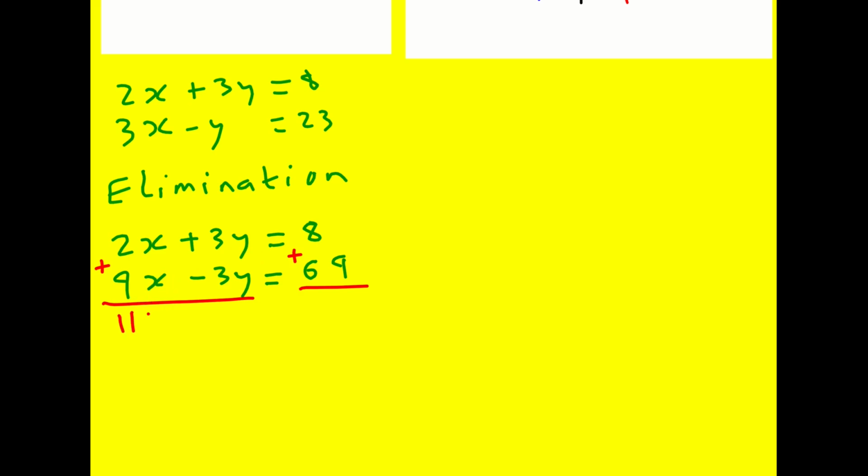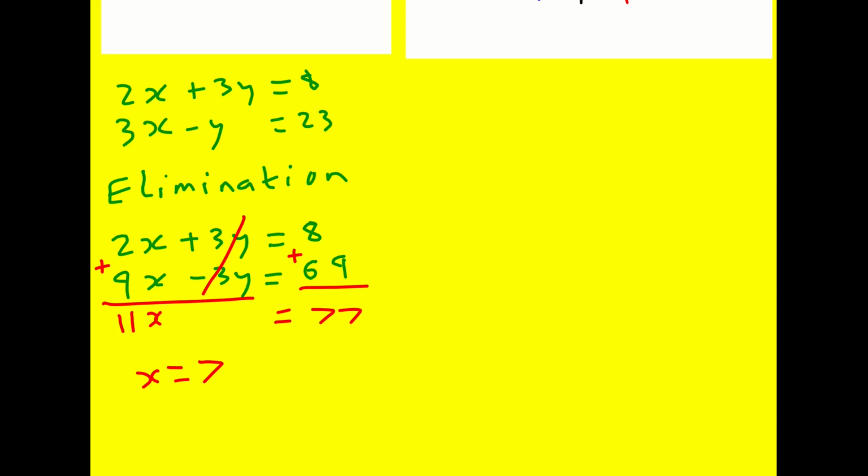We're going to get 11x, and then the point is that these are going to now cancel. That's why I made the coefficient the same, because I add them and it cancels. That's going to leave me 77, and we're well on our way. X is going to be 7. Substitute it back in to one of the original ones. Let's put it into the second one.